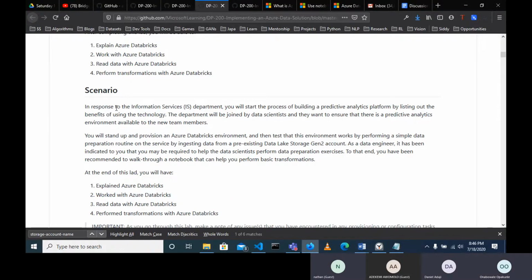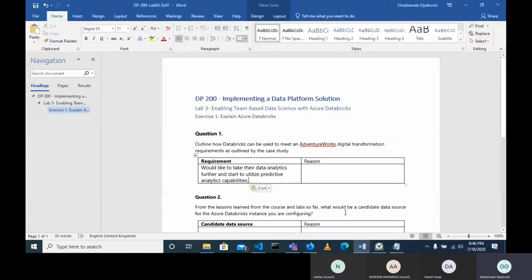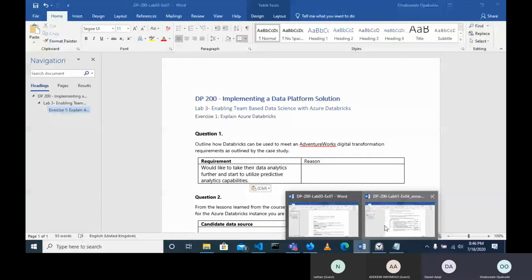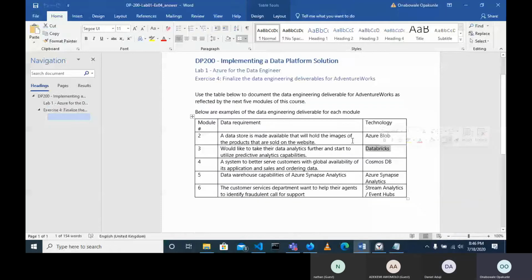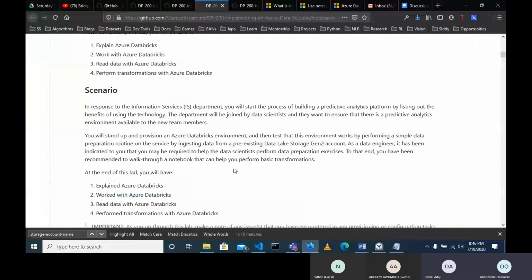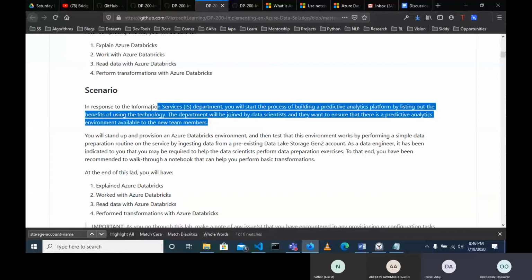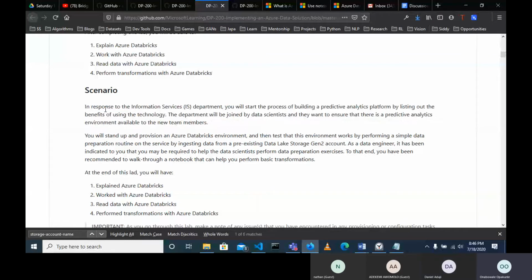Okay, so we have identified the scenario that we want to work on, and previously we had determined that Azure Databricks is the right technology for us to use. We had all agreed in a previous session. So now we're trying to say, okay, why exactly is that the right answer, or how does that fit into this? How does that solve this scenario for us, for the information services department?